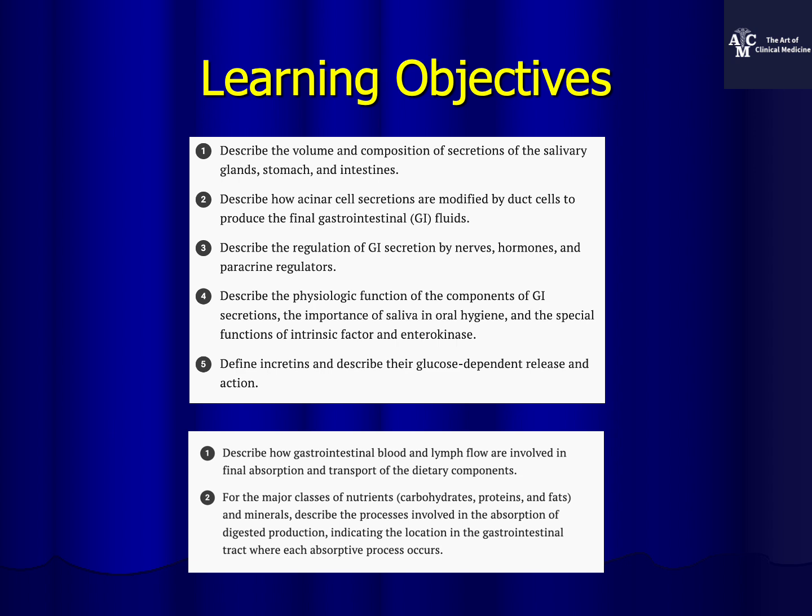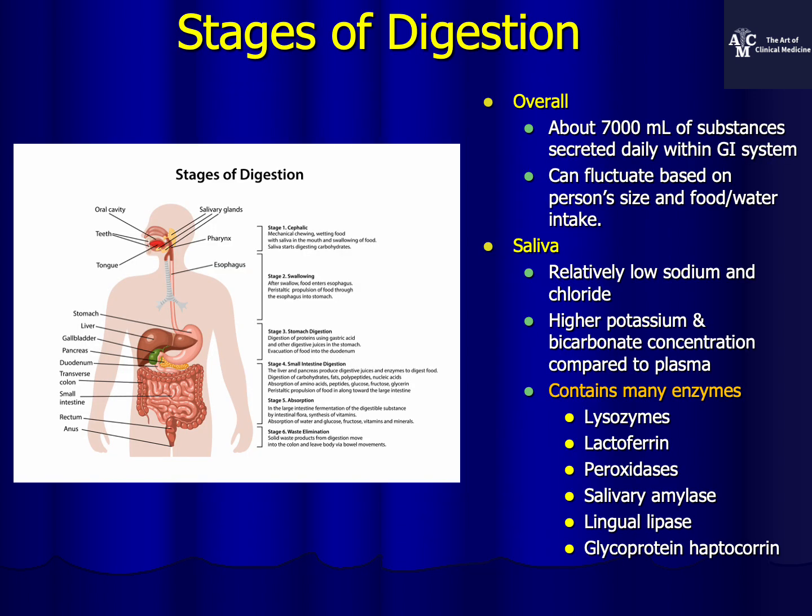The proteins and fats and minerals will be done in a separate session. This session will only focus on carbohydrates. So let us first start with the stages of digestion. Overall, there's about 7 liters of substances secreted daily throughout the GI system.